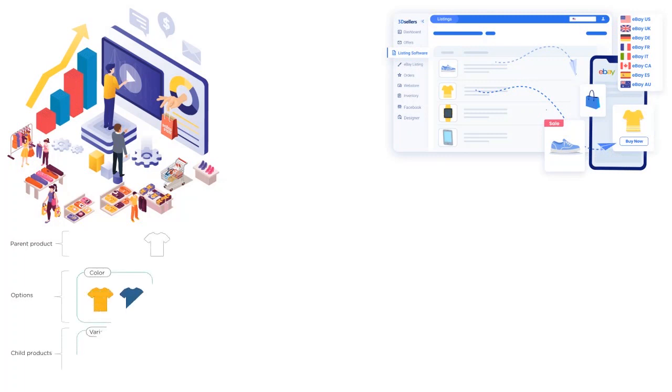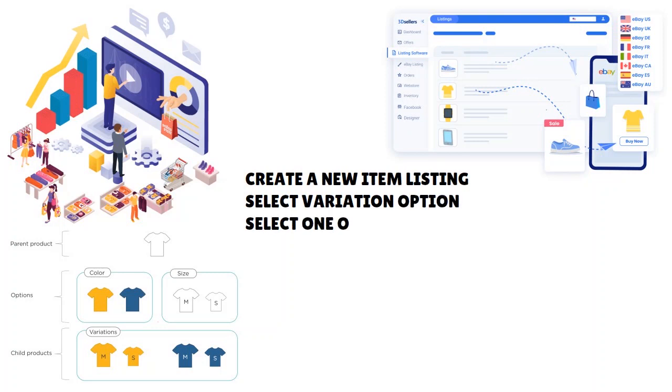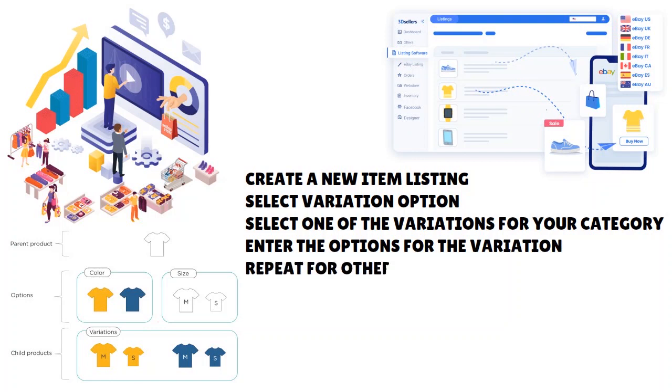Okay, now let's talk about selling variations of the same item. Step 1, create a new item listing. The same process. Step 2, select variation options. Step 3, select one of the variations for your category. For example, if you're selling a dress in the clothing category, click size, color, brand, or some other related options, or to create a custom variation such as material, click add variation detail.